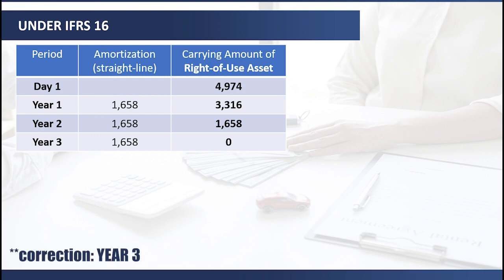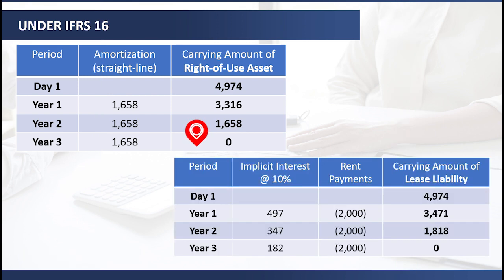So by the end of year 3, the balance of the right of use asset is 0 due to the amortization, and the balance of the lease liability is also 0 due to the rent payments and effective interest amortizations. If you want to see the movements of the lease liability and the right of use asset in tabular format, here you go. You can pause the video if you want to take some time to see it.